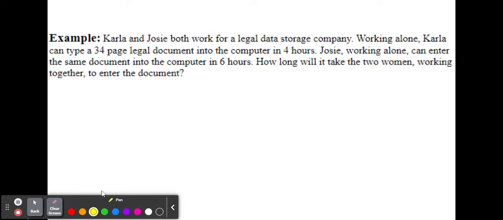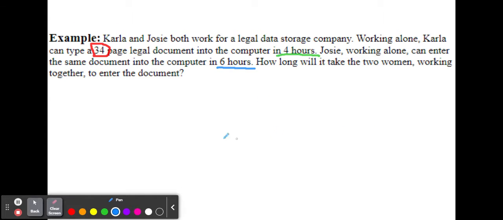So now in our example, we have Carla from before and Josie, who both work for a legal data storage company. Working alone, Carla can type a 34-page legal document in 4 hours. We're going to ignore the 34 here. That's not really that important for our purposes. We're really going to focus on the fact that she can do it entirely by herself in 4 hours. You compare that to her friend Josie working alone. She can do that same document in 6 hours.